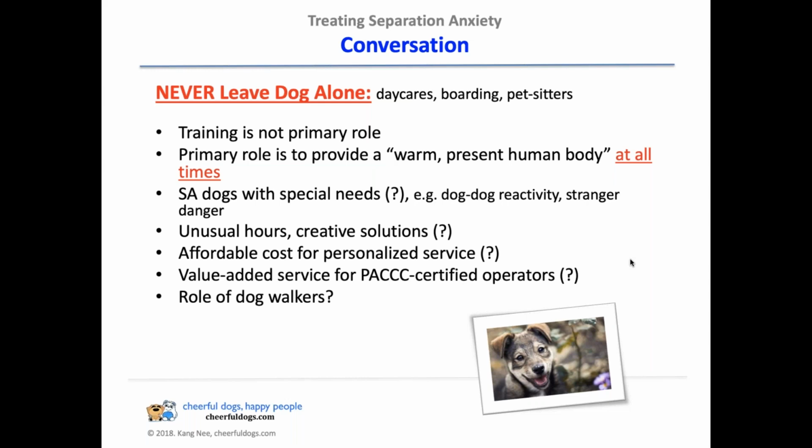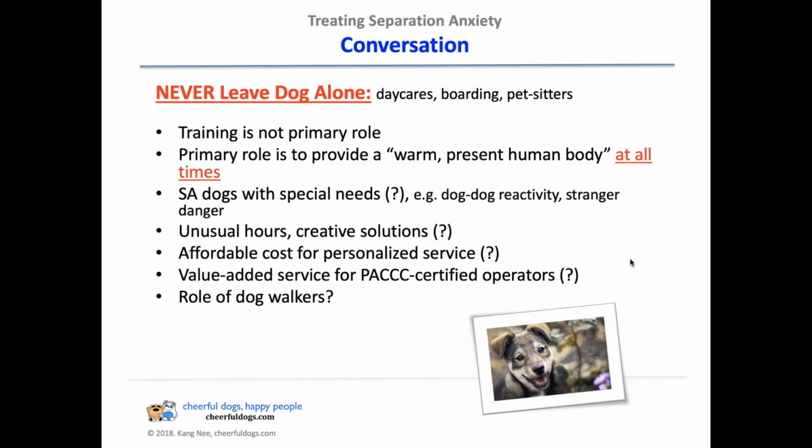And then we have to look at unusual hours. For many SA guardians, they need coverage at odd times, like Yvonne, 6:30. Can daycares come up with creative solutions to cater to these clients outside of their usual operating hours? So yes, we're talking about a very, very personalized service.